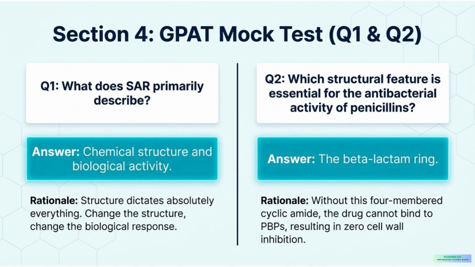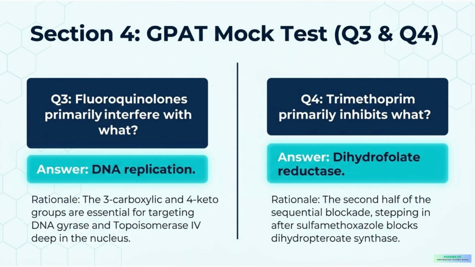Moving to question 2, and we talked about this extensively. Which structural feature is essential for the antibacterial activity of penicillins? What is the absolute heart of the molecule? Lock in your answers in 3, 2, 1. Correct. It is B, the beta-lactam ring. Without this 4-membered cyclic amide, the drug just cannot bind to penicillin binding proteins, and there is absolutely zero cell wall inhibition.